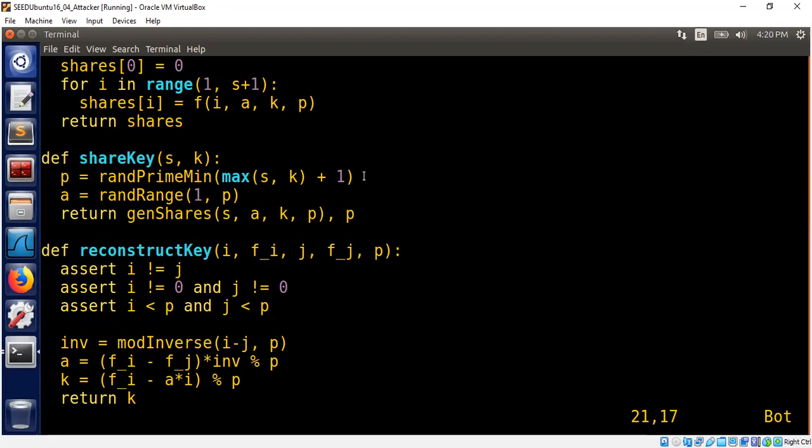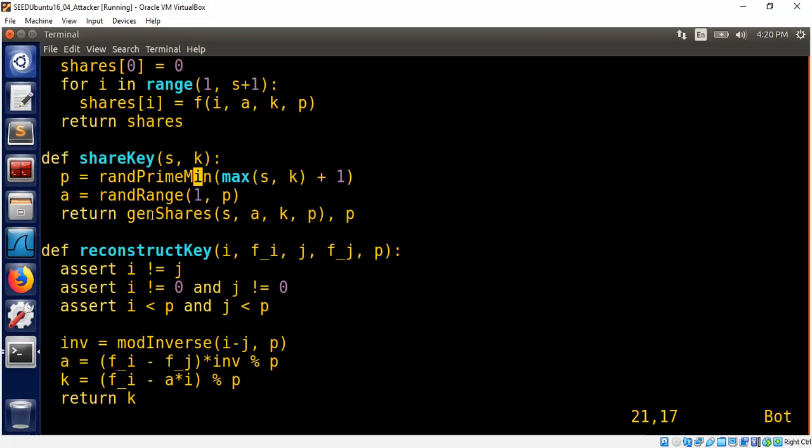That's the reason why I do this. The plus one is just because this random prime number can be generated with a lower bound. Okay, this is the lower bound. And then we generate a random a between one and p, exclusive of p. Remember, a must be within the field Zp. That's the reason why I'm generating a.